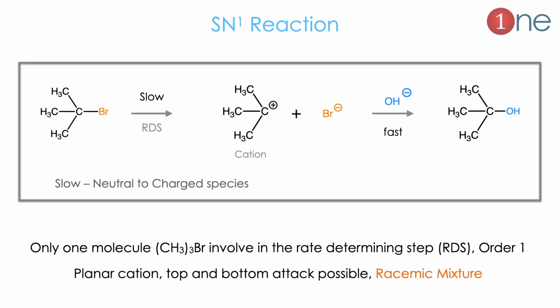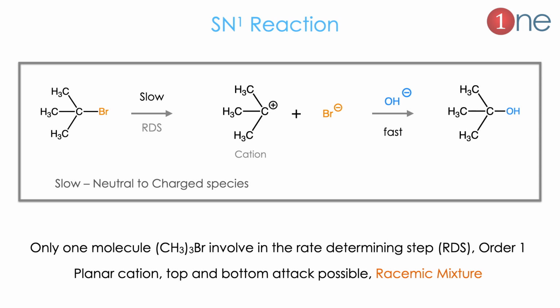Let us really go into the reactions. So, SN1 reaction. In the first step, the reactant is alkyl halide. It forms carbocation and bromine anion. This step is very slow. Why? Because you are converting a neutral species into charged species. It is very unstable, that's why it's slow.